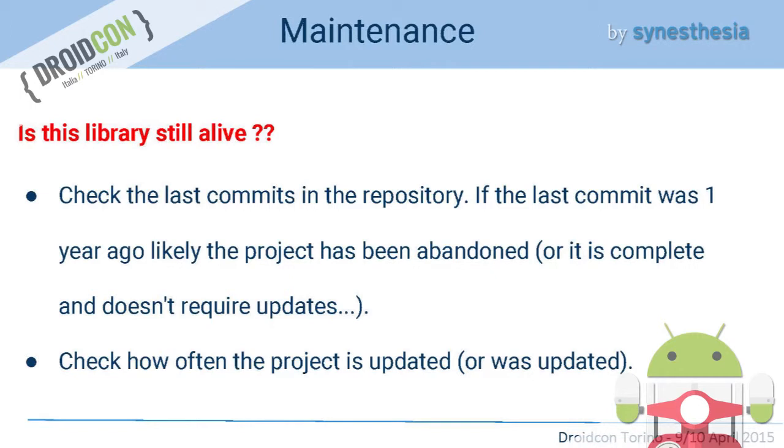When you are using, or we are going to use a library, you should check if the library is still alive. In GitHub, for example, there are a lot of libraries, but not all these libraries are alive. What can you do to know if the library is alive? For example, you can check the last commit in the repository, in the dev branch or main master branch. If the last commit was 1 year ago, maybe the author has left the project.